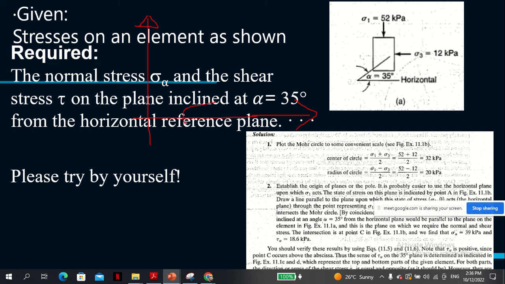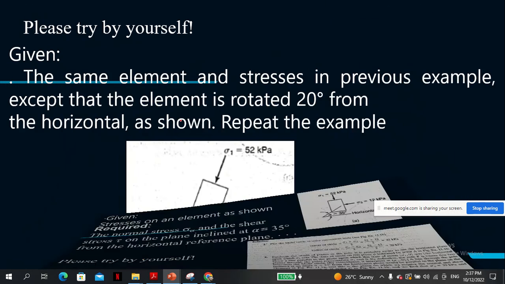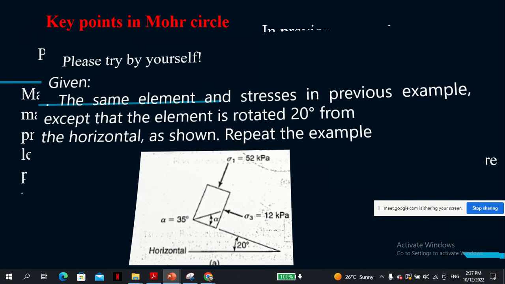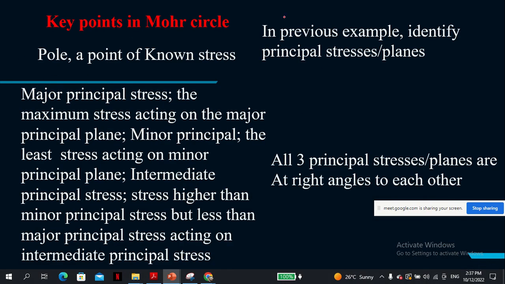Once you draw your Mohr circle, I'll leave that for you. Once you determine the pole, you measure the alpha, and this becomes your sigma alpha and tau alpha. But the point is, the pole is a point of non-stress. Once you know the stress, you locate it on the Mohr circle, and that becomes your pole. So that's the definition I wanted to give. The pole is a point of non-stress.